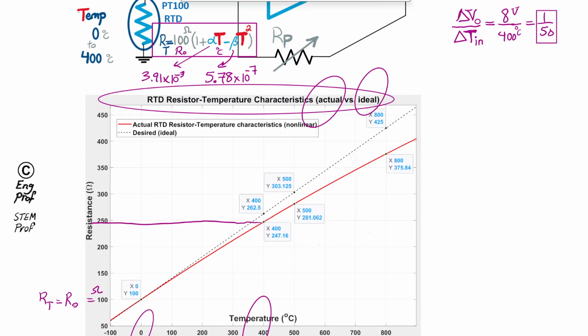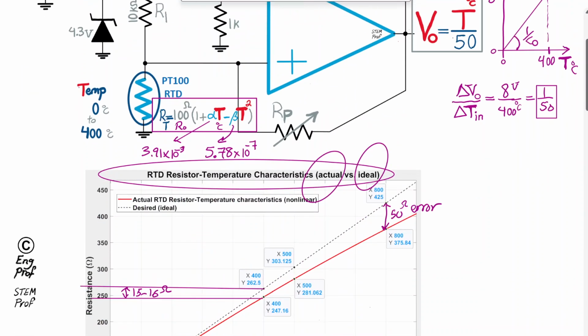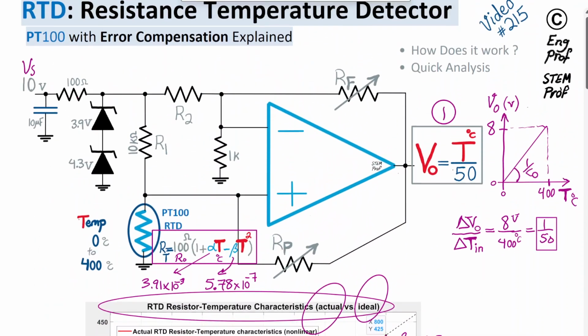So here is one line, and here is another line. The delta between them is roughly 15 to 16 ohms. And things get worse for higher temperature. Even though we expect 425 in a linear fashion, we are getting 375. So the error is on the order of 50 ohms that needs to be compensated. That's the meaning of error compensation for nonlinearity being considered in this analog design. So how is it achieved?